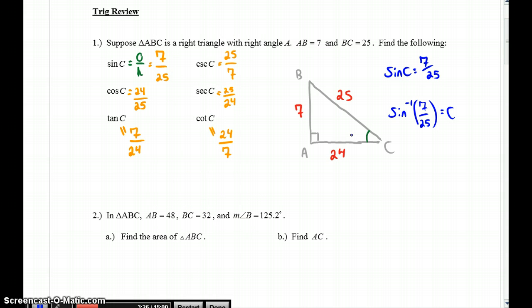Reasonable number, 16 degrees. I say that's reasonable because the 7 is way less than the 24. If it was as much, then it would be 45 degrees. If it was more, then it's more than 45 degrees. So this is just going to be a 16 degree angle.